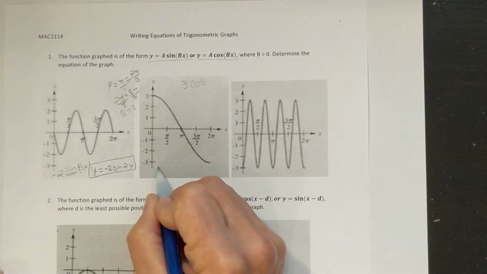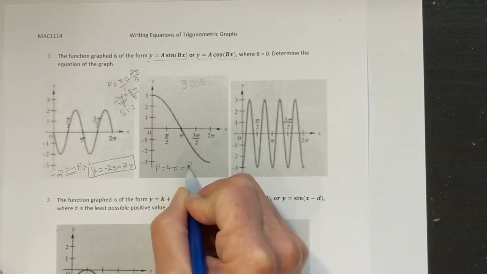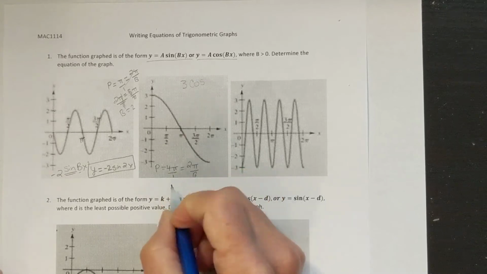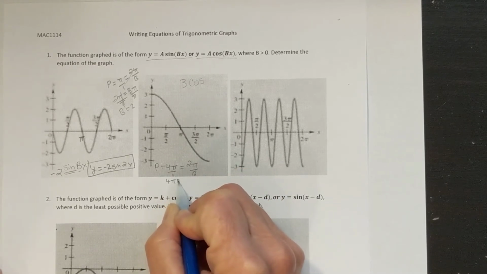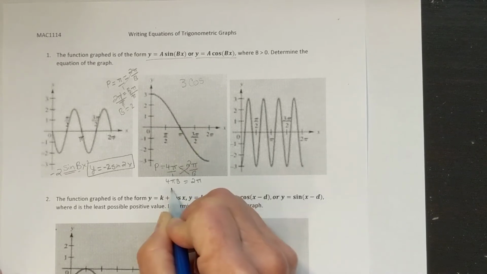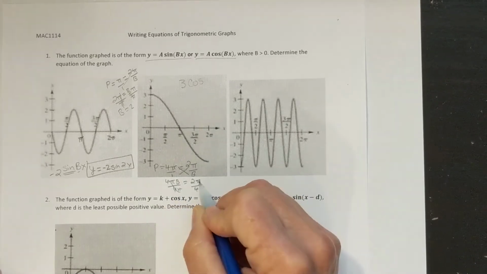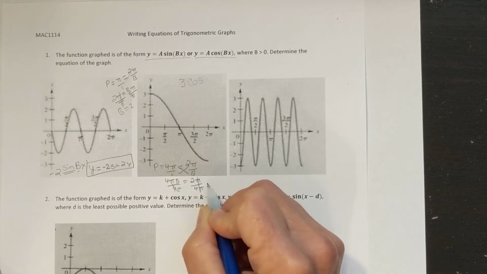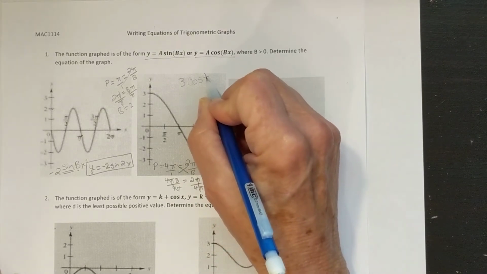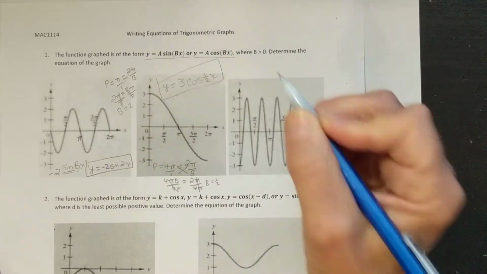So we can say, okay, the period for this is going to be 4 pi, but we know the period is always 2 pi divided by b. We can cross multiply and get 4 pi times b is equal to 2 pi times 1, divide by 4 pi, and we get that these will cancel. b is going to equal 1/2. So 3 cosine of 1/2 x is the equation for this one.